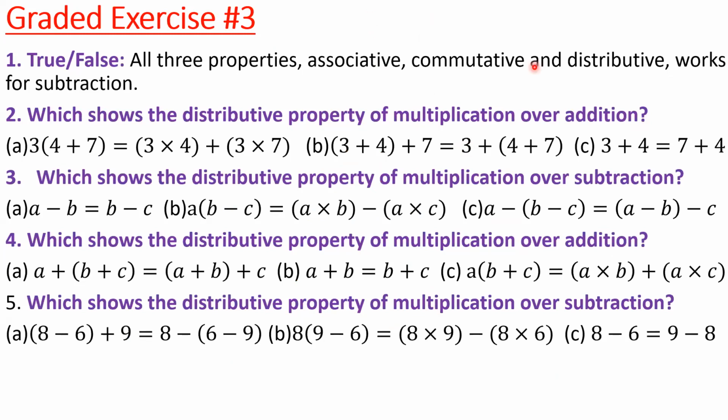The first one says, true or false, all three properties, associative, commutative, and distributive, work for subtraction. Number two, which shows the distributive property of multiplication over addition. Number three, which shows the distributive property of multiplication over subtraction. Number four, which shows the distributive property of multiplication over addition. And number five, which shows the distributive property of multiplication over subtraction.